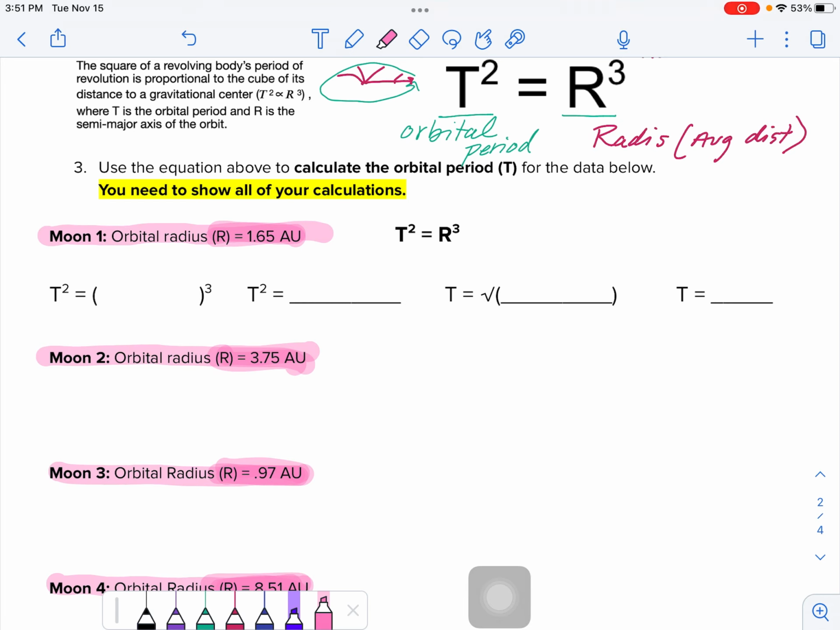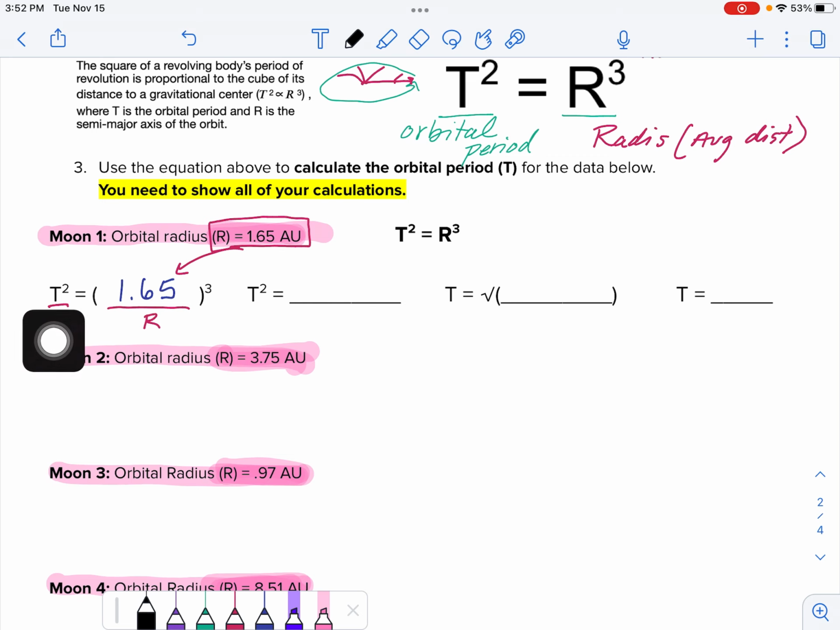So here we go. For starters, like we said, we know we're solving for T, so that means I need to figure out what my R value is. I need to plug in. Well, that's what was given to me here. So I'm plugging that number in. 1.65 AU is my R. And at this point, I can't do anything on the T side, but what I can do is solve for the R side. So I am just going to simply plug this in to the calculator.